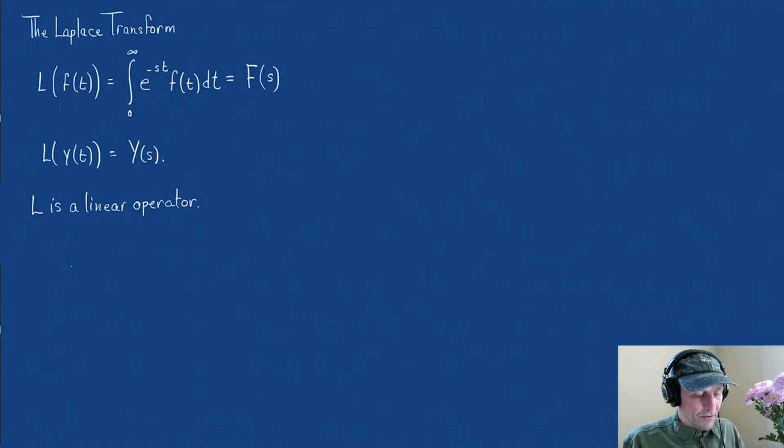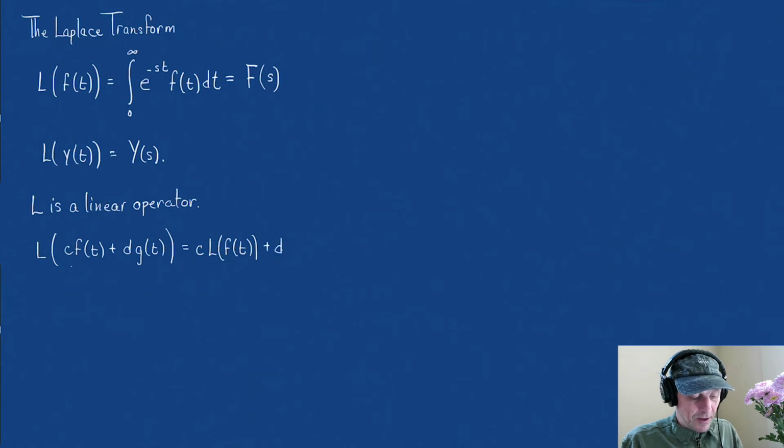And what that means is that if you take the Laplace transform of a scalar, c, times some function f of t plus another scalar, we'll call it d, times some function g of t, that's the same as taking c times the Laplace transform of f of t plus d times the Laplace transform of g of t. Okay, that's what it means to be a linear operator. And you've seen this before, so let's try it. How would we show this?